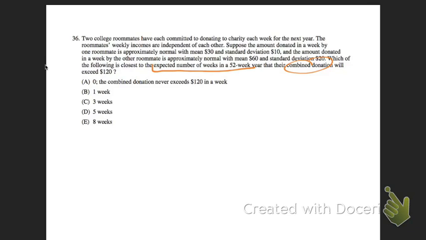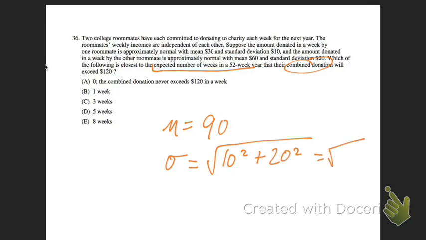So I want to combine the mean and the standard deviations using the formula we did in the beginning. How do I combine means? You add them. So 30 plus 60 is 90. How do I combine standard deviations? The square root of 10 squared plus 20 squared, which is the square root of 500, which is something, not 25. I do not know.